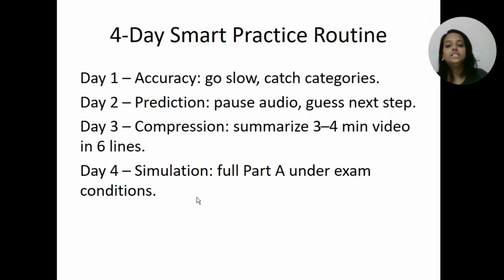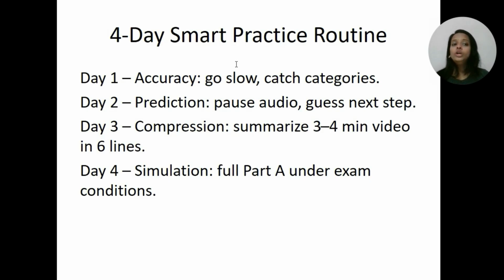Got it? On day three, it's the compression day. You can watch a 3 to 4 minute medical video. You have to summarize the entire thing in 6 lines of notes. So, this will build your speed. Day four is the simulation day. You can do a full part under exam conditions. You can focus on flow, not perfection.